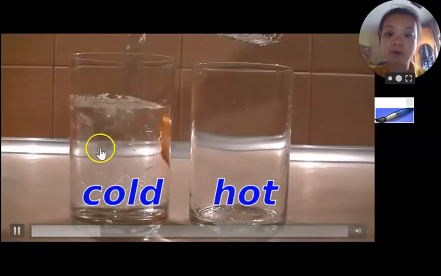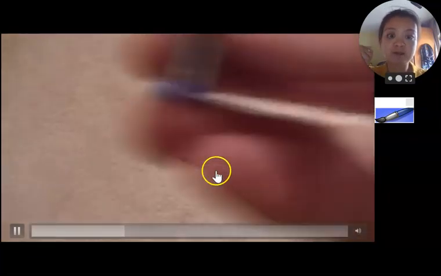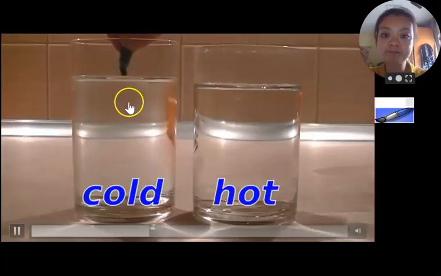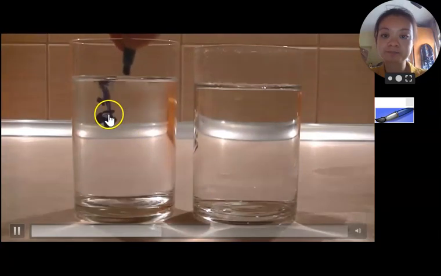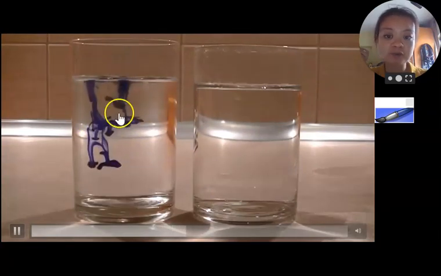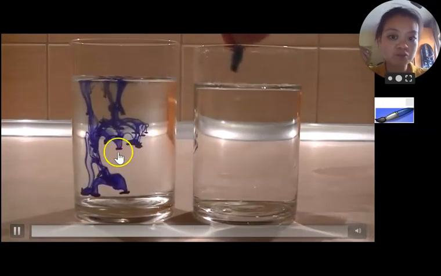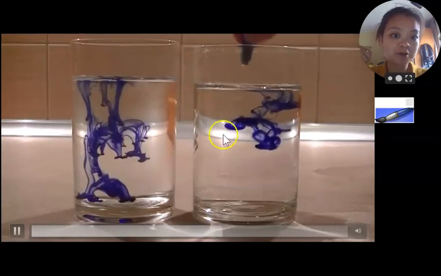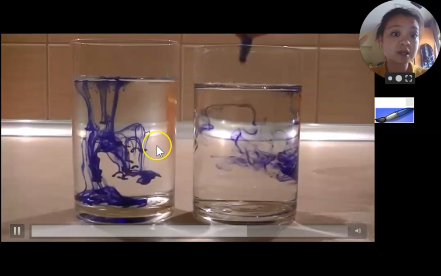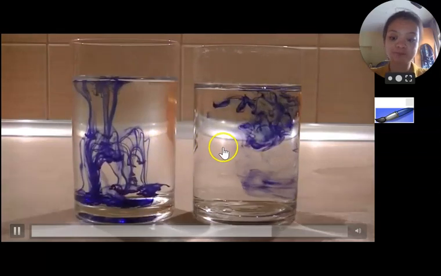All right, so you're going to be seeing cold water and hot water. Now you would notice that the person drops blue ink at the top. Notice how the ink moves. In which direction did it move? Did it stay on top, or do you notice that it seems to be moving throughout? And look at the speed at which this is moving compared to this. Is there a difference? So you might want to ask, what is the main difference between these two glasses of water?